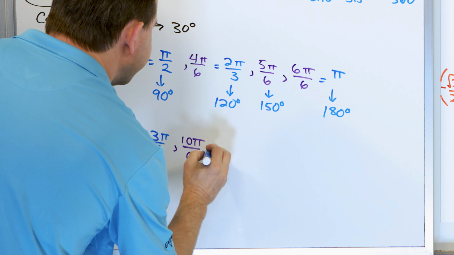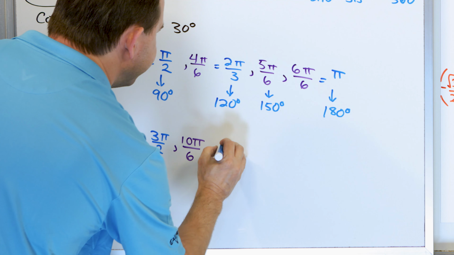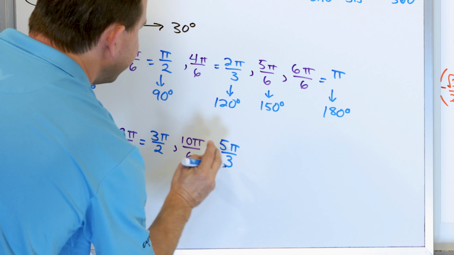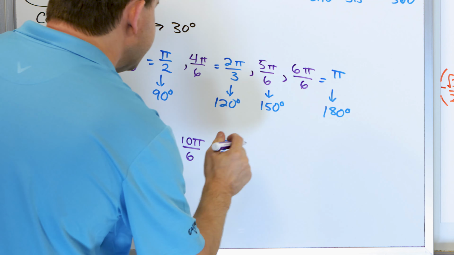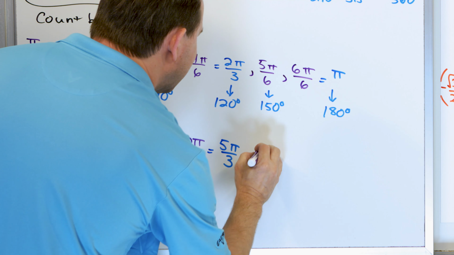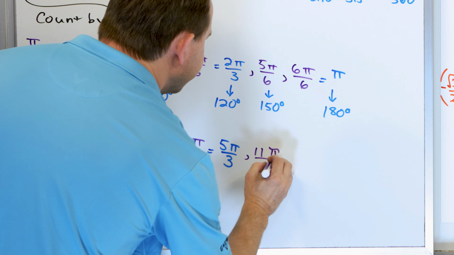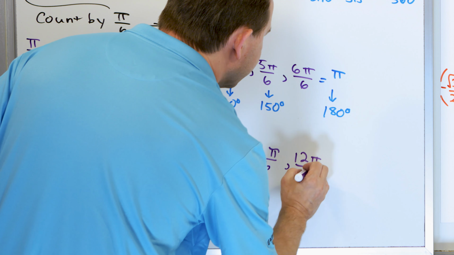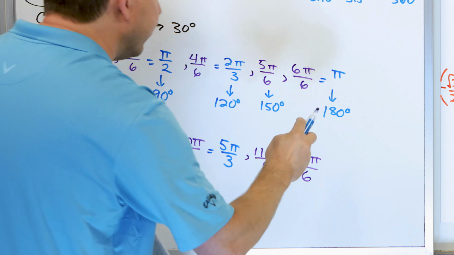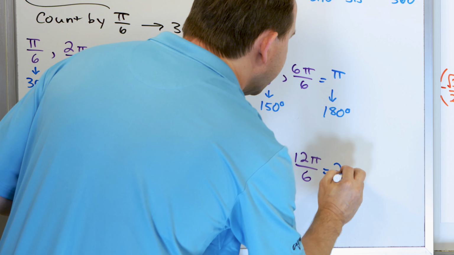10 pi over 6 we can divide by 2, so it'll be 5 pi over 3. Divide top and bottom by 2, and that's what we get there, 5 pi over 3. Then that's 10 pi over 6. Now we have 11 pi over 6, that doesn't really reduce. And then we have finally 12 pi over 6, and because 12 divided by 6 gives you 2, you have 2 pi right here.